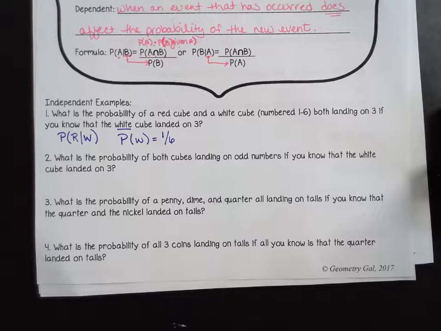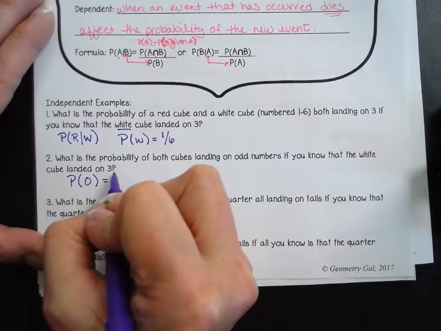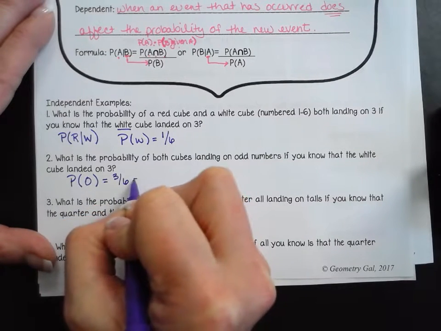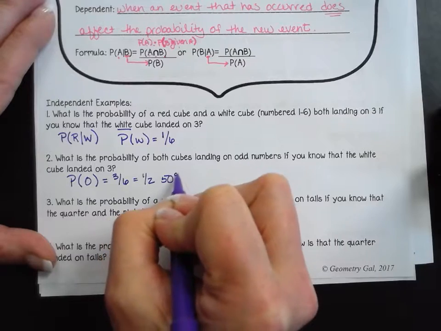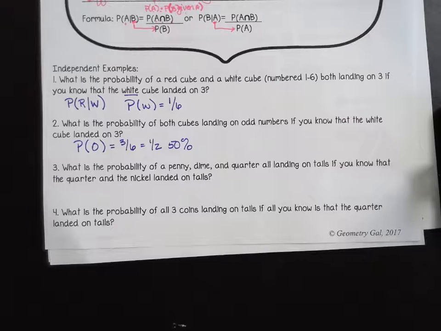All right, so what's the probability of both cubes landing on odd numbers if you know that the white cube landed on a 3? Well, that white cube landing on a 3 has nothing to do with whether I'm going to roll an odd number or not the second time, right? So that means I just find the probability of the odds, which is going to be 3 over 6, which is just 1/2 and 50%. Does that make sense?